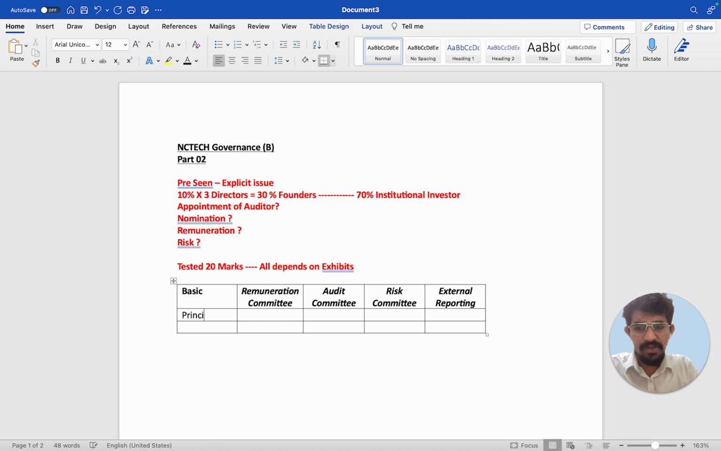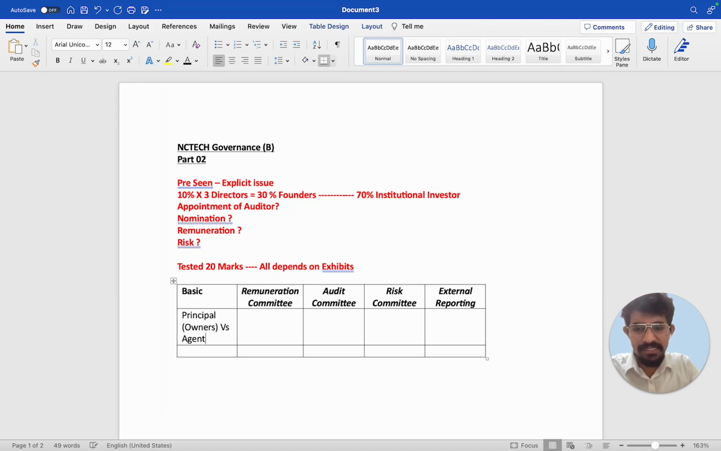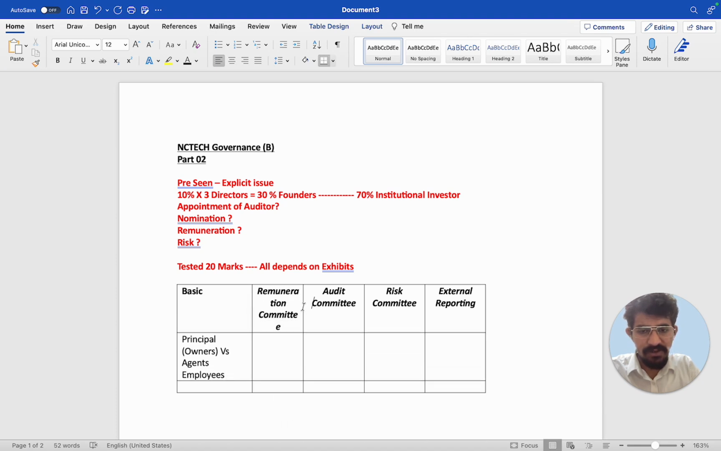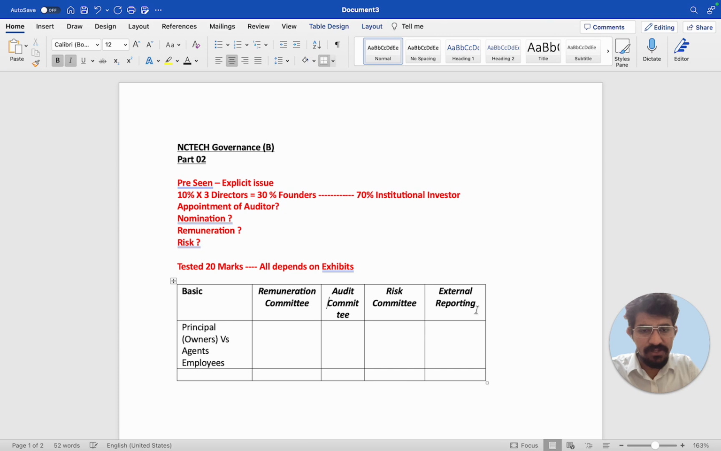There is something called principal. Principal in simple language is owners, versus something called agents. Agents are employees, the employees in the organization. Principal versus agent. I believe the terminology of principal and agent is very clear for the students. It's not so complicated. Just remember that there is something called principal and agent for your understanding.